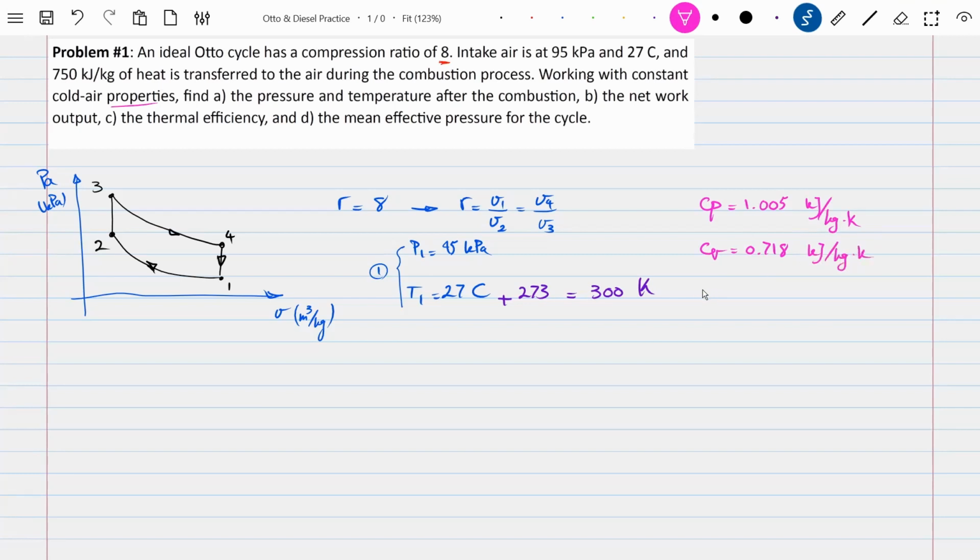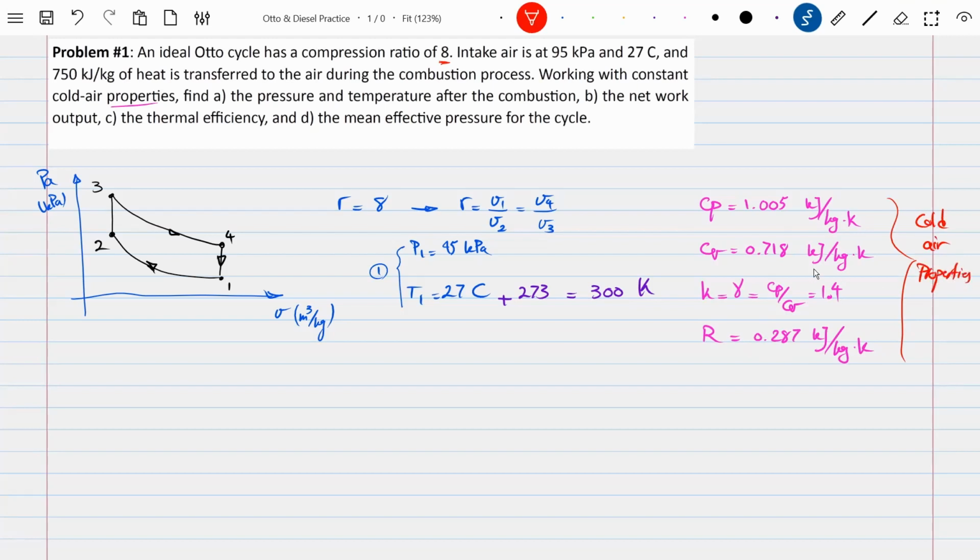In some textbooks, we use k to refer to specific heat ratios. In some textbooks, we use the Greek letter gamma. It doesn't matter, whatever you're using. It is going to be the ratio of Cp to Cv, which for us is 1.4. And finally, the gas constant, R, for air, a cold air standard value, is 0.287 kilojoules per kilogram Kelvin. So these are the cold air properties.